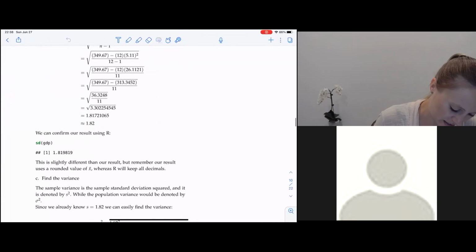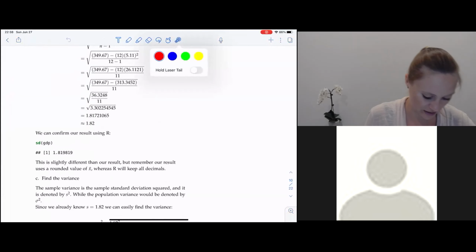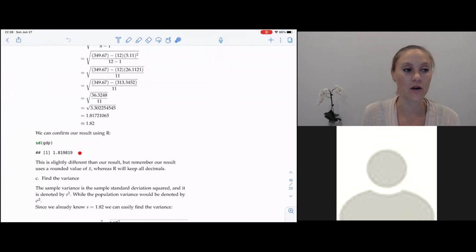So what we'll find here is if we use software like R to calculate the standard deviation, what we would find is that it's actually 1.819819. And so that's slightly different than what we found here. That's okay, right? So this is a slightly different value than our result. But remember that our result uses a rounded value of X bar, whereas R is just able to keep all the decimal places and it can just do it.